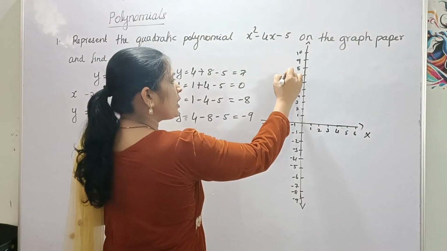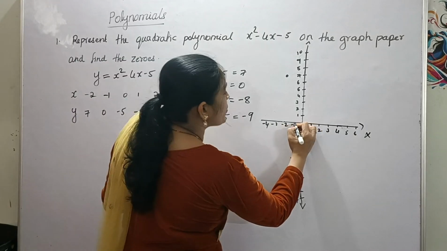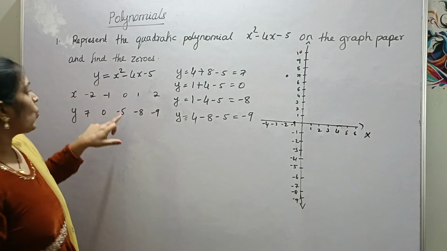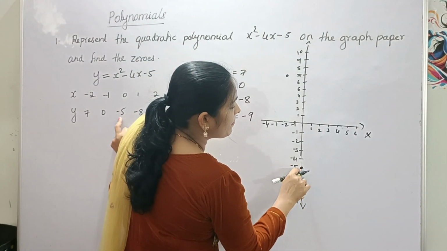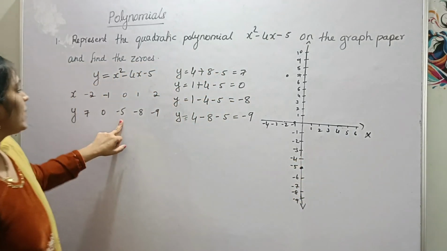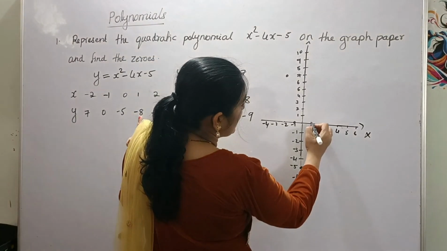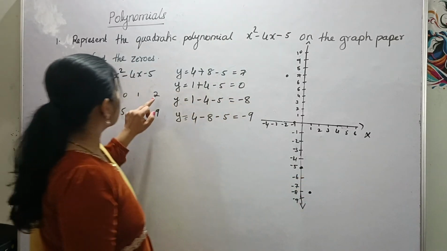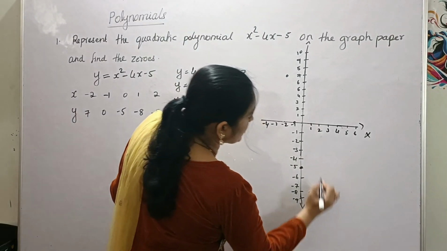When x is equal to minus 2, y is equal to 7, so it is the point minus 2, 7. Then when x is equal to minus 1, y is equal to 0. When x is equal to 0, y is equal to minus 5, so it is the point 0, minus 5. Then when x is equal to 1, y is equal to minus 8. When x is equal to 2, y is equal to minus 9. So it is the point.